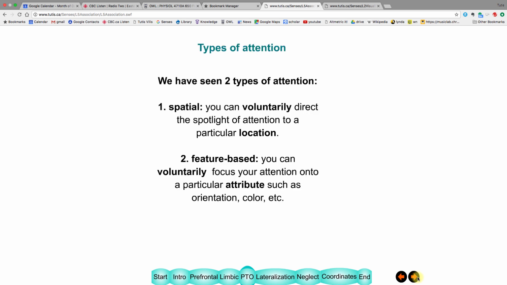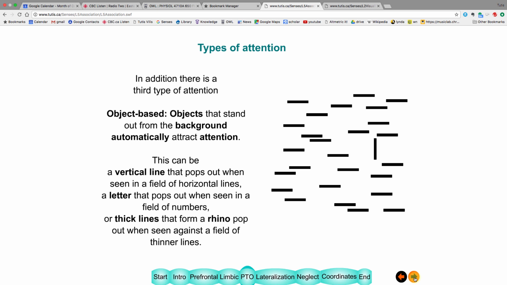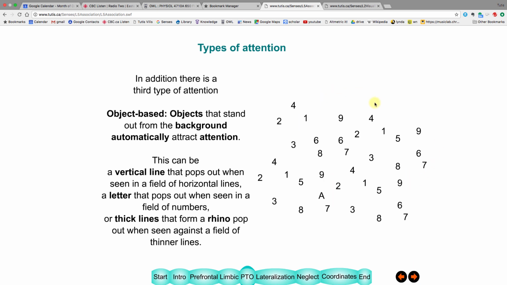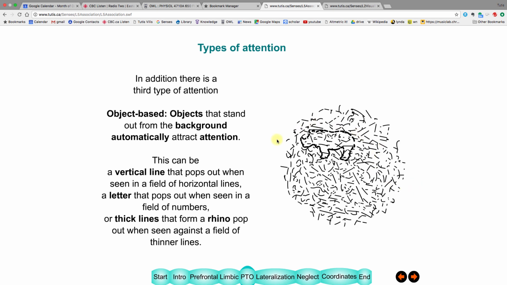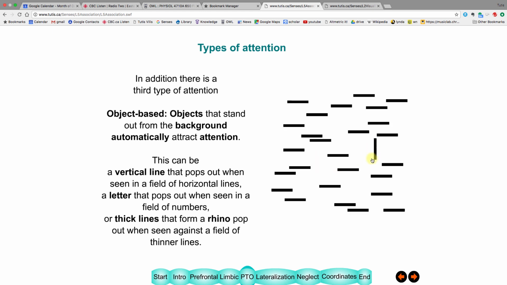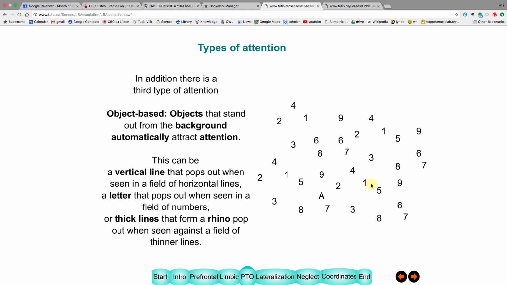So we've got two types of attention. Spatial attention. You can direct your attention at one visual field or the other visual field, or if we focus on different features, color, shape, particular attribute. So we've got attention that can also focus in on objects. So here we can see this hippopotamus stand out. Here we can see this line stand out. And here you can see, if you were concentrating on numbers, this A would stand out.